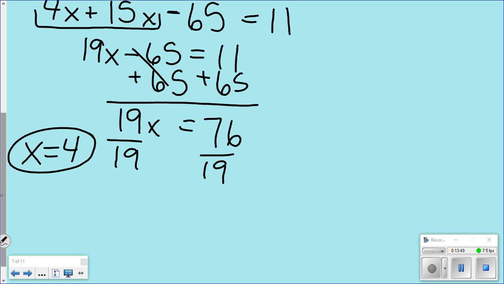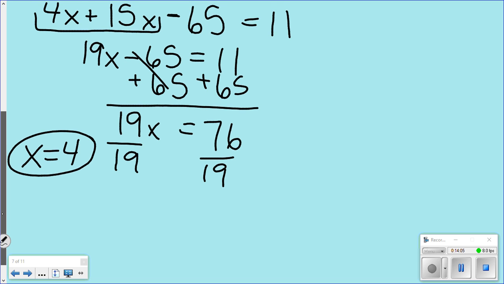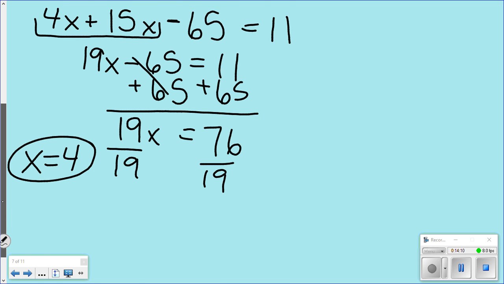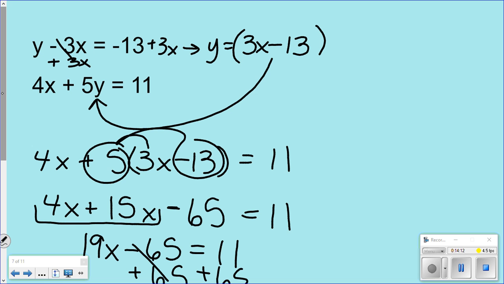Can you see why I said this is one of the hardest things we do? Because we're not done yet. Remember I said that your answer has to be in, what do we call it? Ordered pair form. You only have x. Now we have to figure out what y is. Oh, this is part 4. What? Now, all right. So this is what you do.